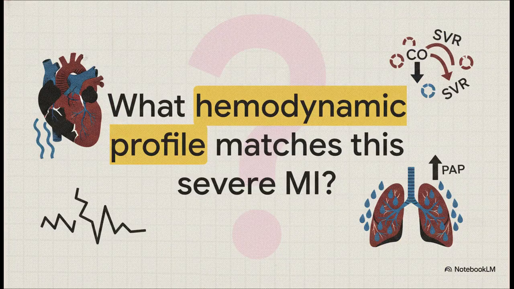A 58-year-old male with a massive anterior wall MI presents with dyspnea, a blood pressure of 82/54, a heart rate of 112, and bilateral pulmonary edema. Which hemodynamic profile accurately represents his state? Think about the mechanics happening right now. What's going on with his cardiac output, his systemic resistance, and those pulmonary pressures?